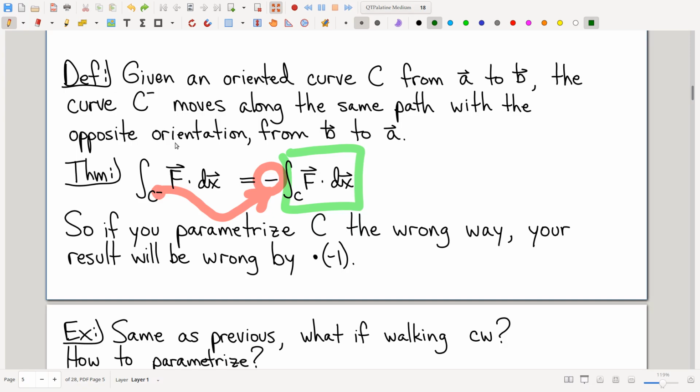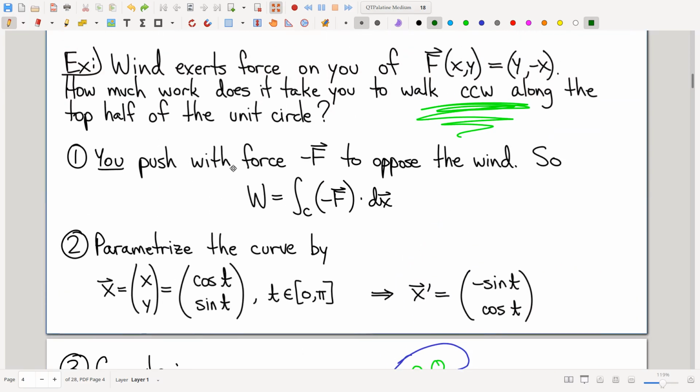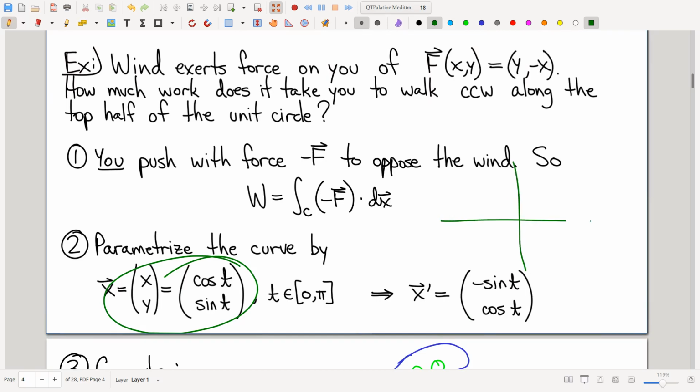Yeah, but I have one more question. Stemming from that, what if, instead of going from pi to 0, you went from negative pi to 0? Then you're not even going along the correct path, right? If you take this path, but from negative pi to 0, negative pi to 0 would have you doing this. That's not even the correct curve.